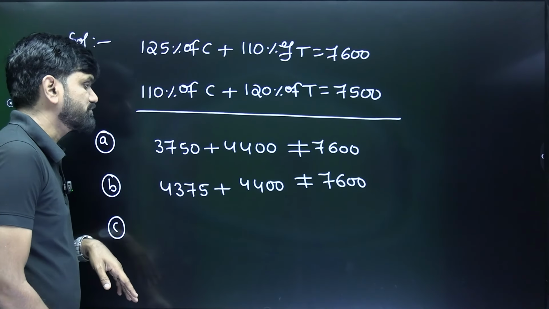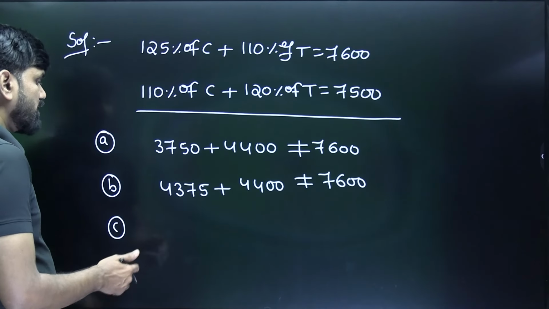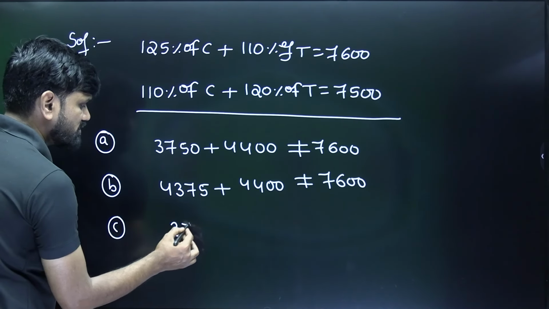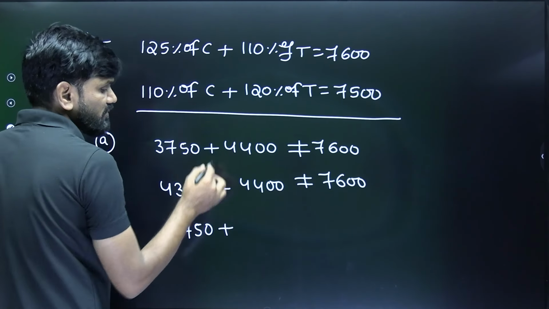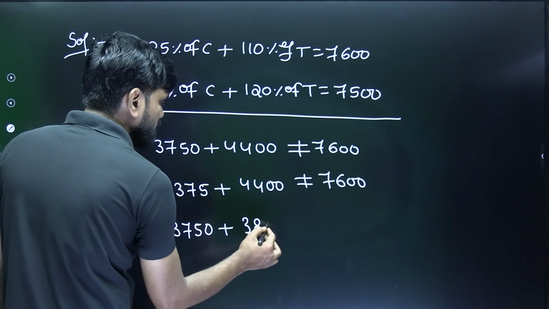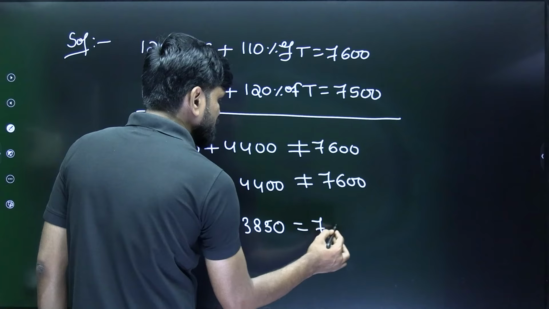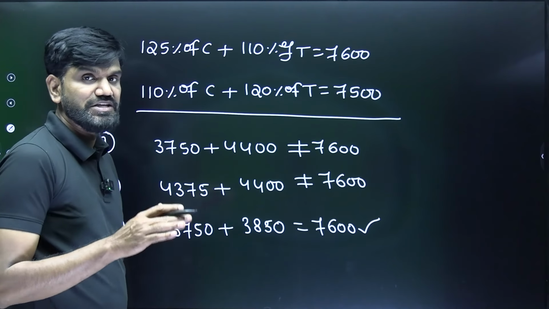Chalo, third option. 3,000, 3,500. Right. On 3,000, 25% will be 750. So that will become 3,750. On 3,500, 10% if you add, that is 110%. That is 3,850. Is it adding up to 7,600? Definitely yes. First condition satisfied.